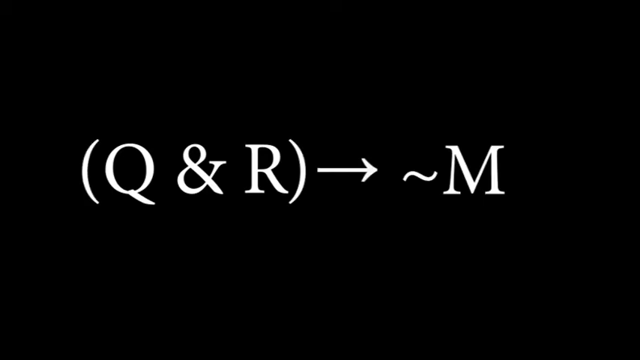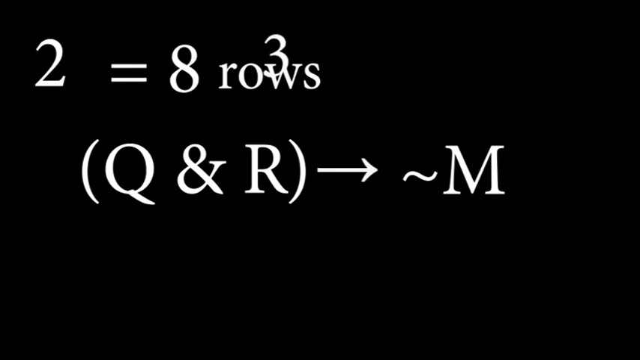So what we want to do is set up our table. This time we have 3 different letters. What is 2 to the 3rd power? 8. So we're going to have 8 rows and 3 columns to start with. Our first column is going to be column Q. Our second column is going to be column R, and our third column is going to be column M.